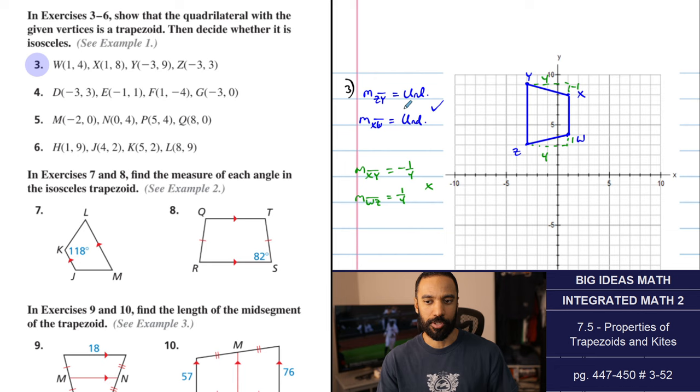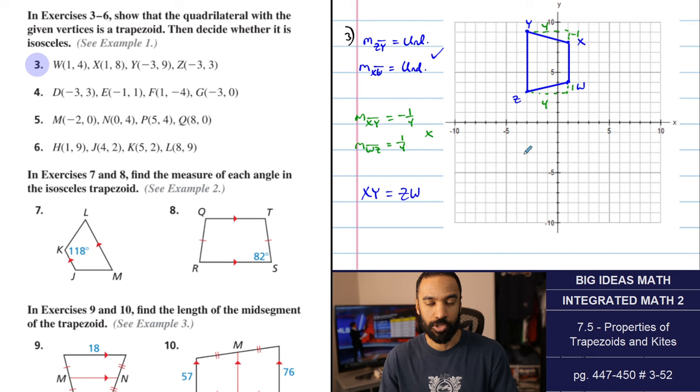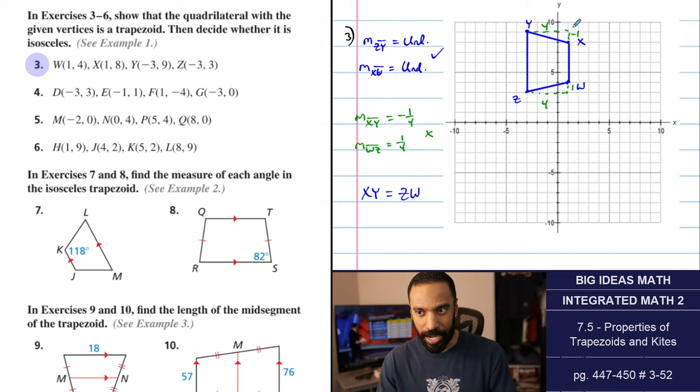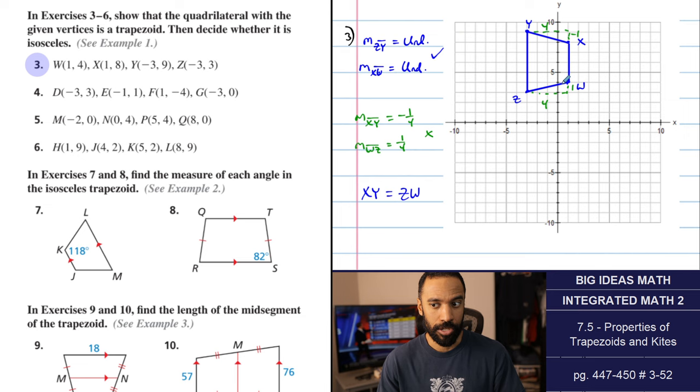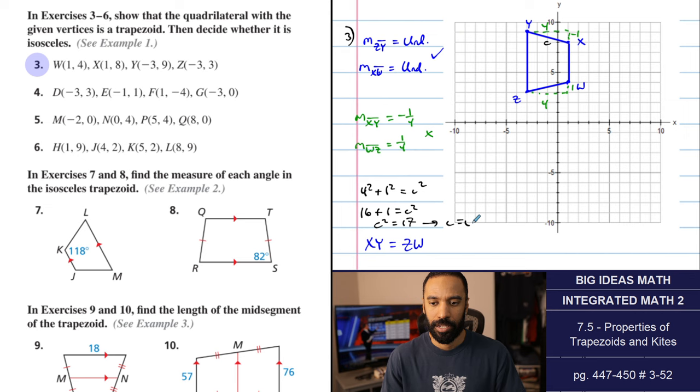The other part that's important here is that XY and ZW have the same length. Now, I didn't say what it is yet. I can tell you it's root 17. But the fact that they have the exact same run, change in X and change in Y, positive or negative, means they will have the same hypotenuse if you consider these to be right triangles. So if I call this thing C, I could say 4 squared plus 1 squared equals C squared, 16 plus 1. So square root of 17. So XY equals ZW, which is the square root of 17.